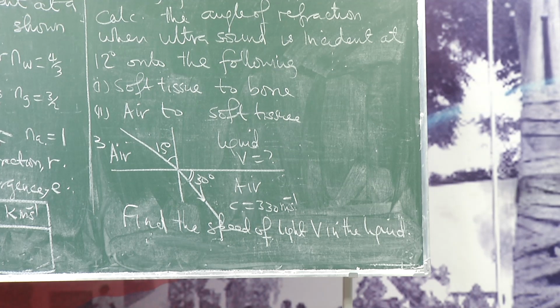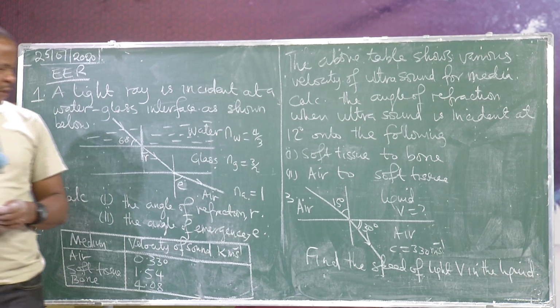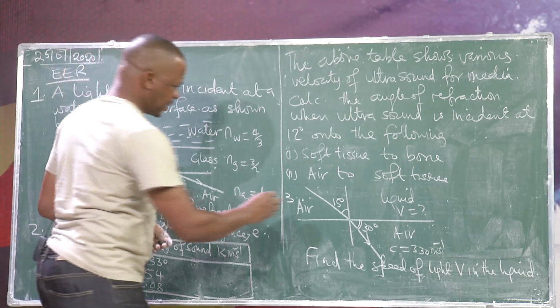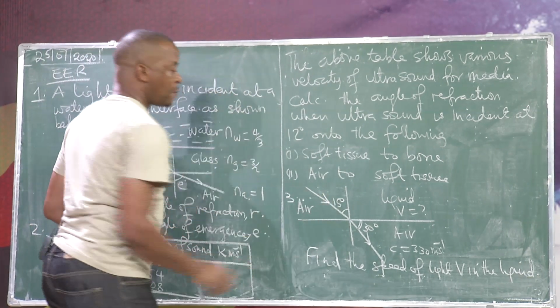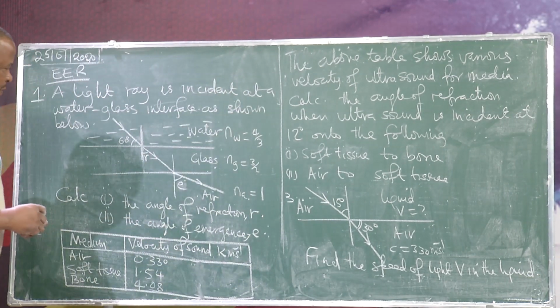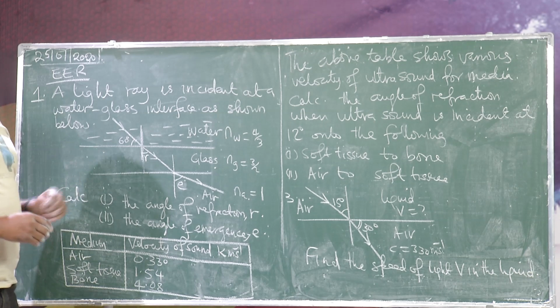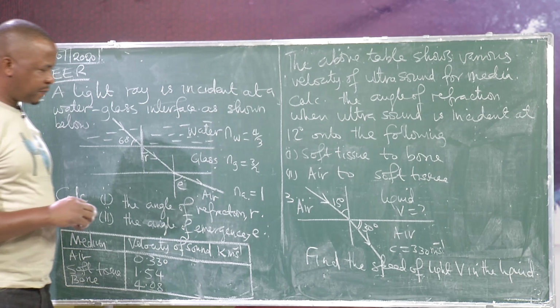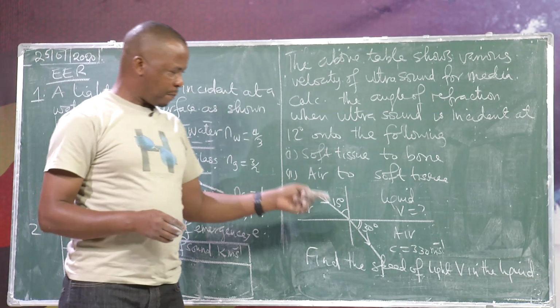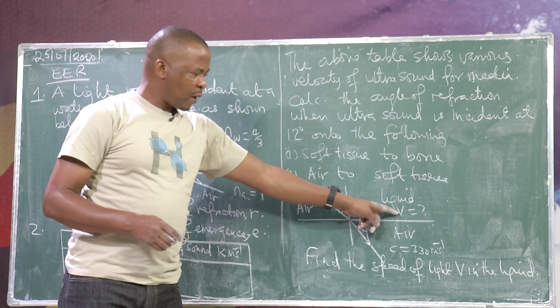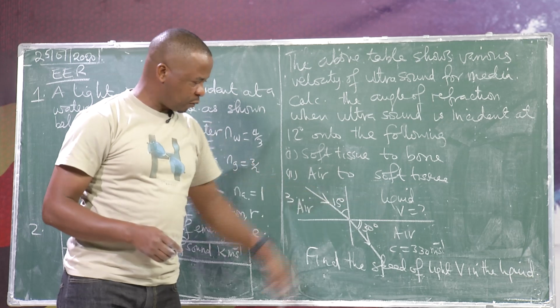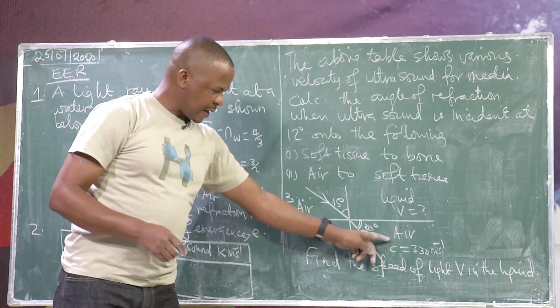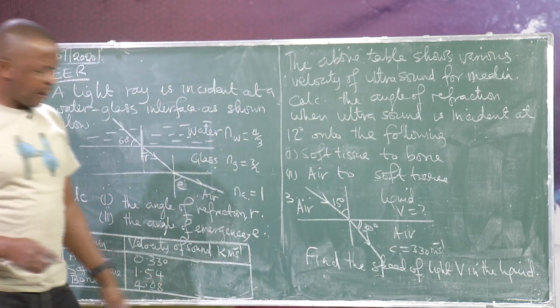For the last question, which is number 3, I have summarized it. But I want to caution students. When we meet next, I will simply give you the answers that I expect you to have got. I will not rewrite these questions. You will be expected to work through them and compare. The last question, they want you to find the velocity of light in the liquid. They have given you liquid and air, and the speed of air has been given there.